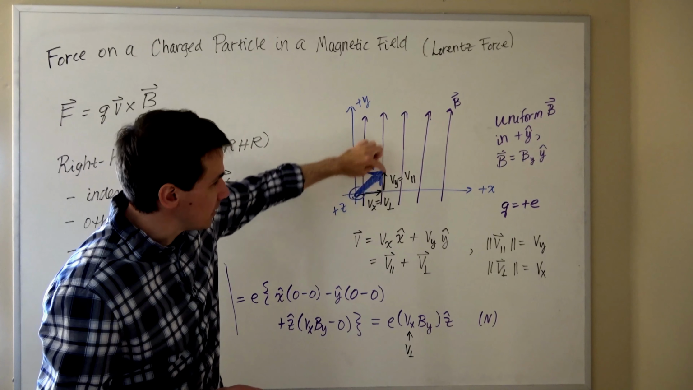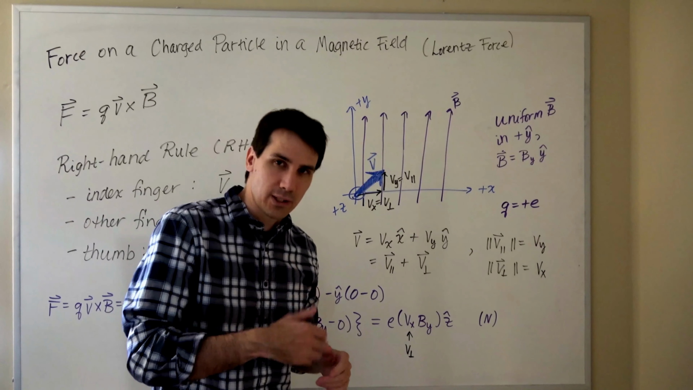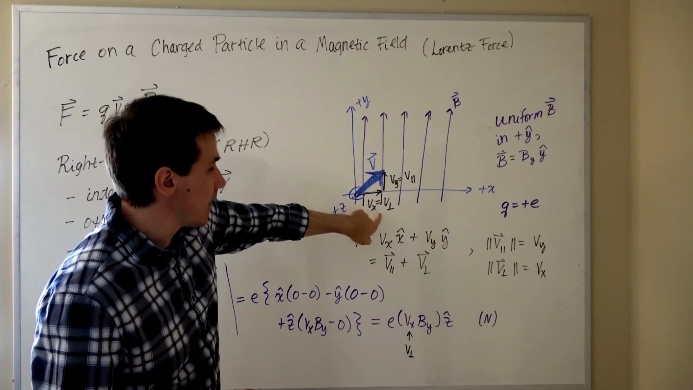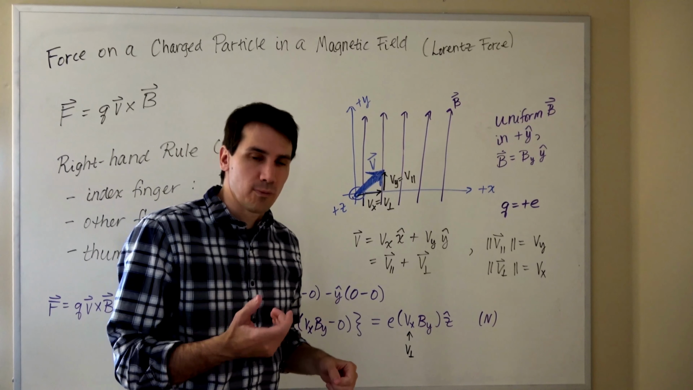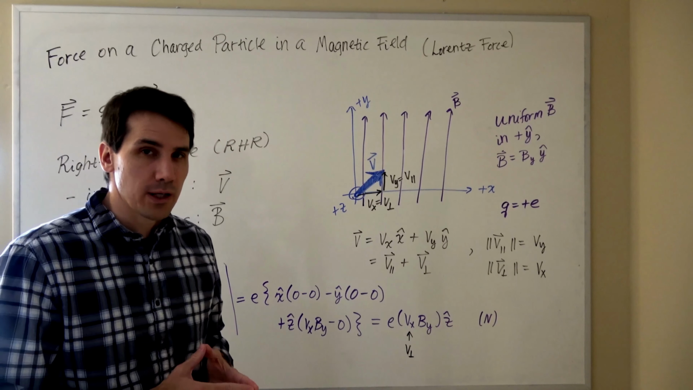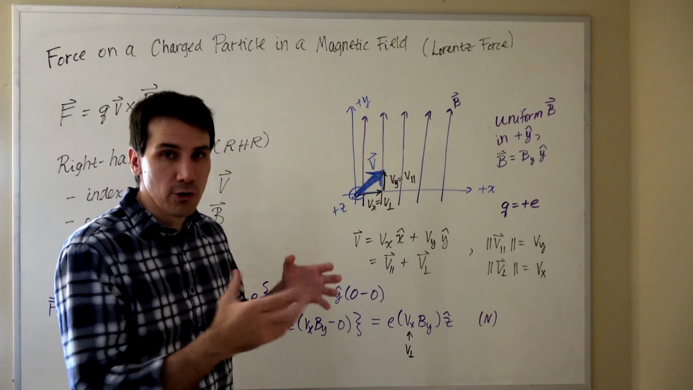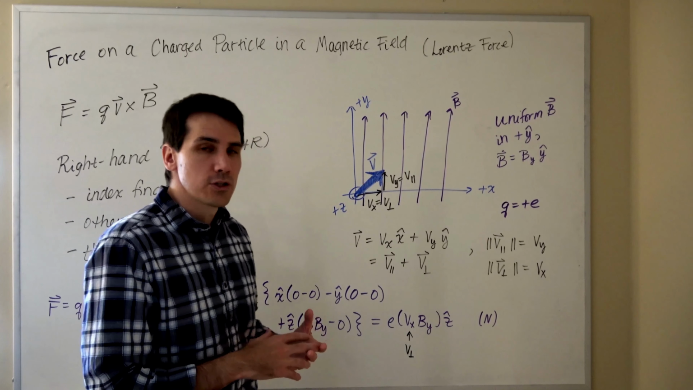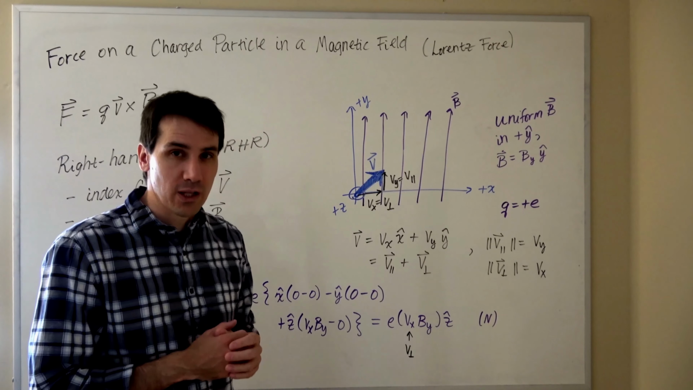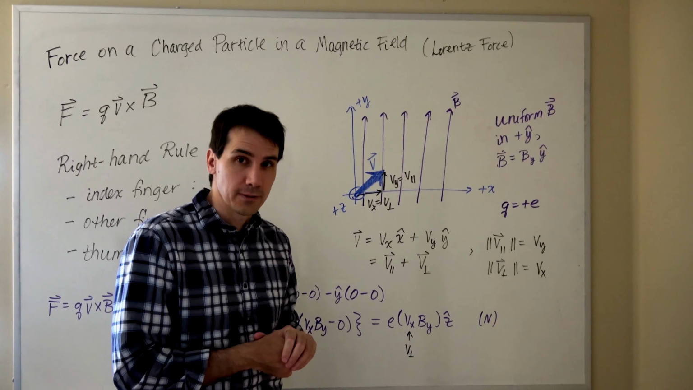The y component, Vy, is the component of my velocity parallel to the magnetic field. And the x component, Vx, is the component of my velocity perpendicular to the magnetic field. If we remember our discussion about cross products, cross products pick out components of two vectors that are perpendicular to one another. So we expect that only the perpendicular component of our velocity will contribute to our magnetic force here.